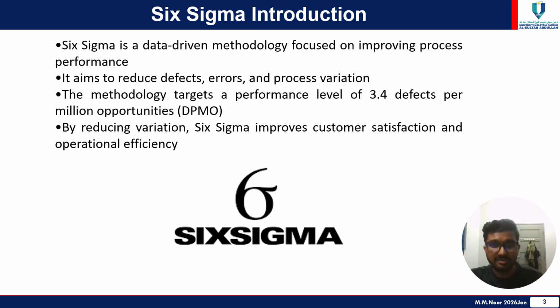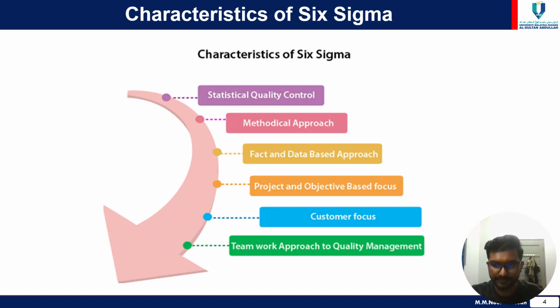Moving on is the Six Sigma introduction. Six Sigma is a data-driven quality improvement methodology. It focuses on identifying defects, errors, and variation in processes. By reducing variation, Six Sigma also improves customer satisfaction and operational efficiency. The goal of Six Sigma is to achieve 3.4 defects per million opportunities. This extremely low defect rate represents near perfect quality.